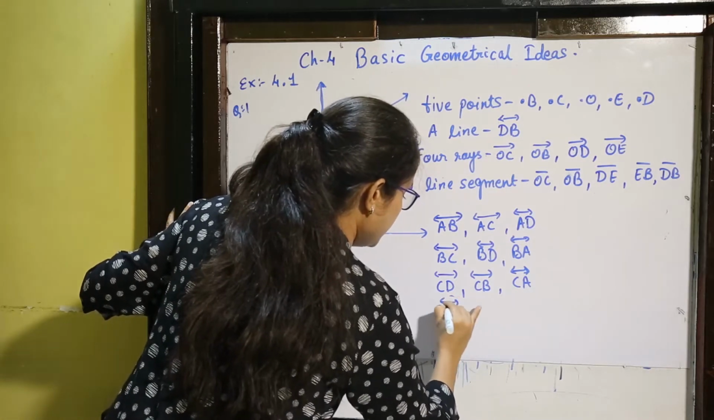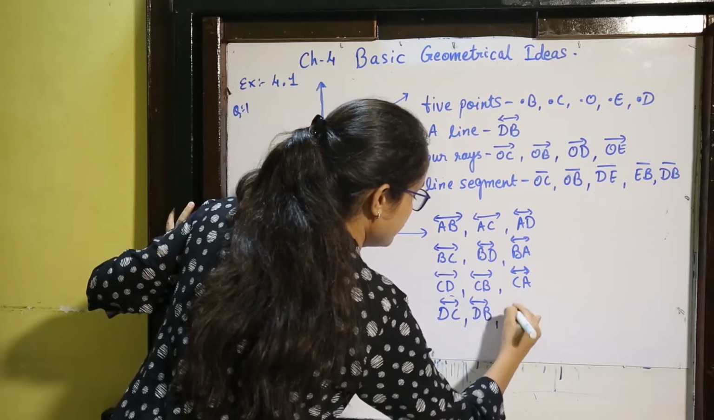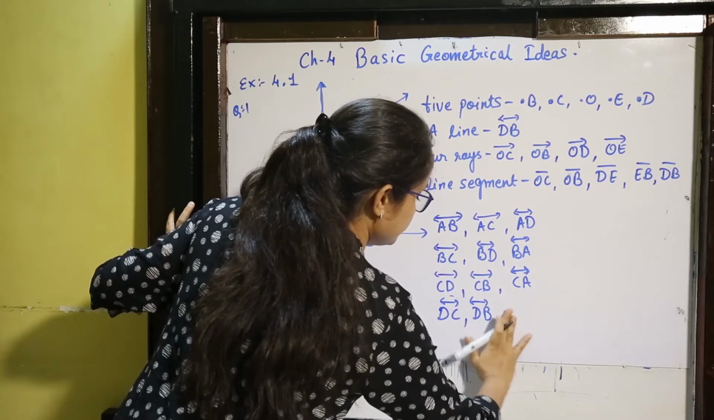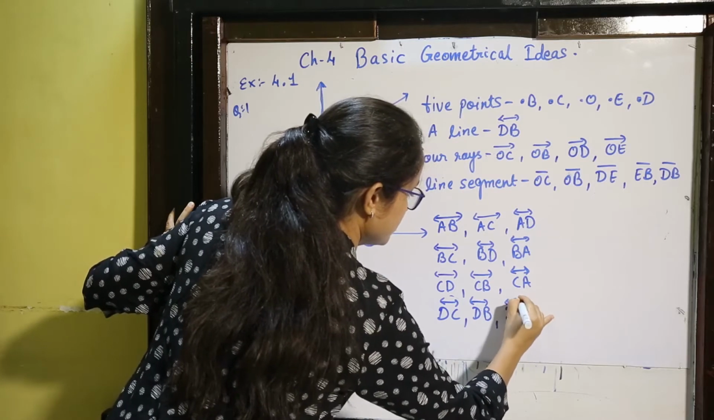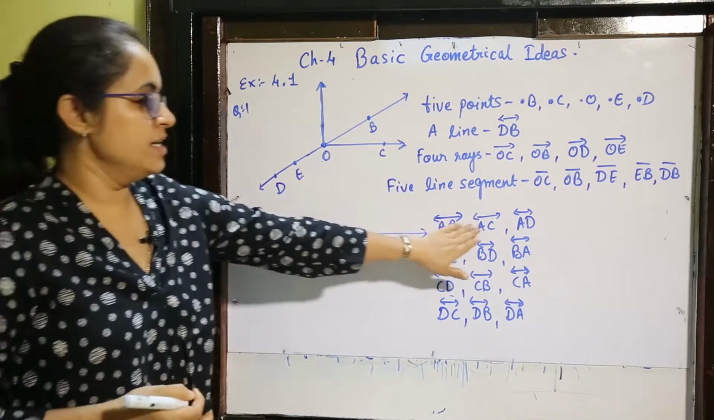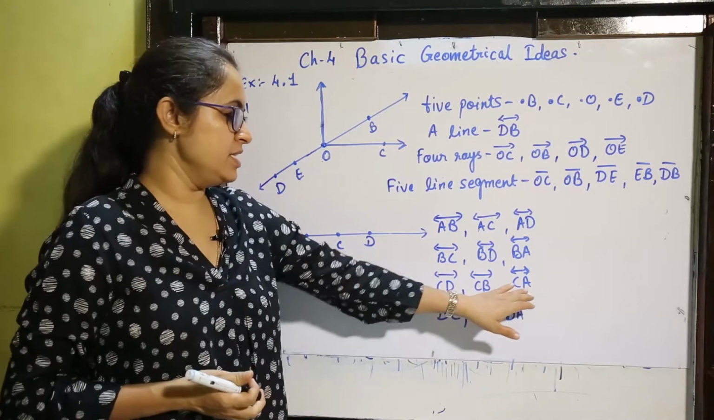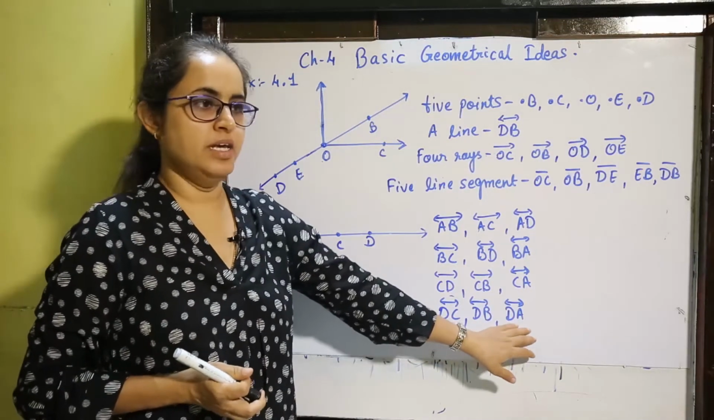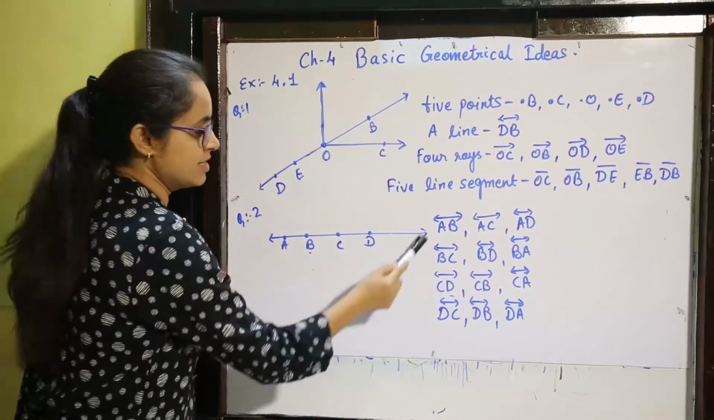તો એક જ લાઈન ને you can write with the different points and differently. So this is all 12 possible ways: AB, AC, AD, BC, BD, BA, CD, CB, CA, DC, DB, DA. These are all 12 points by which you can represent this line.